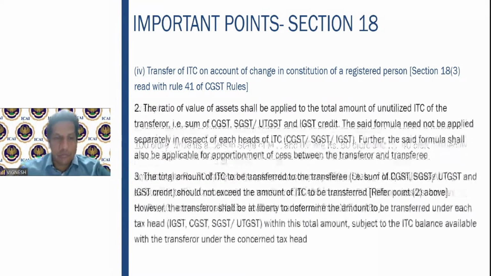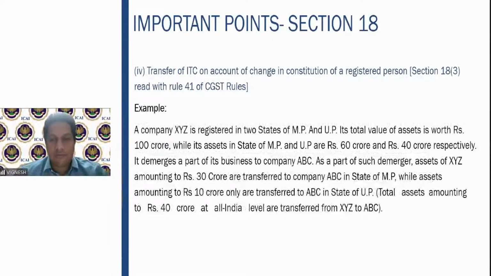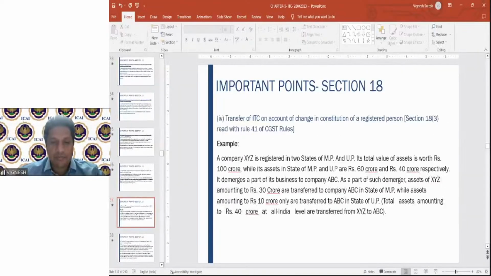So here you'll have to calculate the proportion based on the assets which are being transferred. Please try to look at this problem; it's not a problem as such, but the proportion has to be done as per the transfer of assets. Total value is 100 crores, assets in MP and UP are 60 and 40 crores. So once the demerger happens, 30 crores are transferred to ABC in MP, 10 crores transferred to ABC in UP. Whatever proportion in which the assets are transferred to the demerged company, in the same proportion the ITC shall be distributed. Fine.